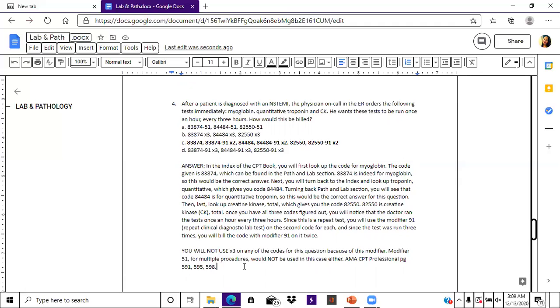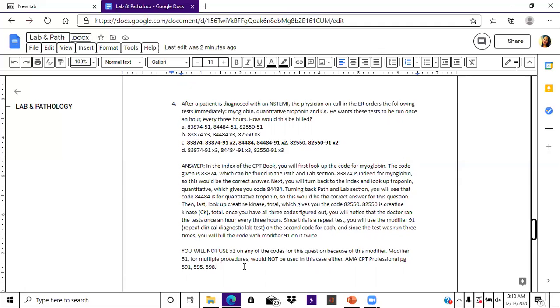I'm giving you a chance to get the screenshot and write this down. Since this is a repeat test, you have to use modifier 91. That modifier means repeat clinical diagnostic lab test. That's why it's very important.